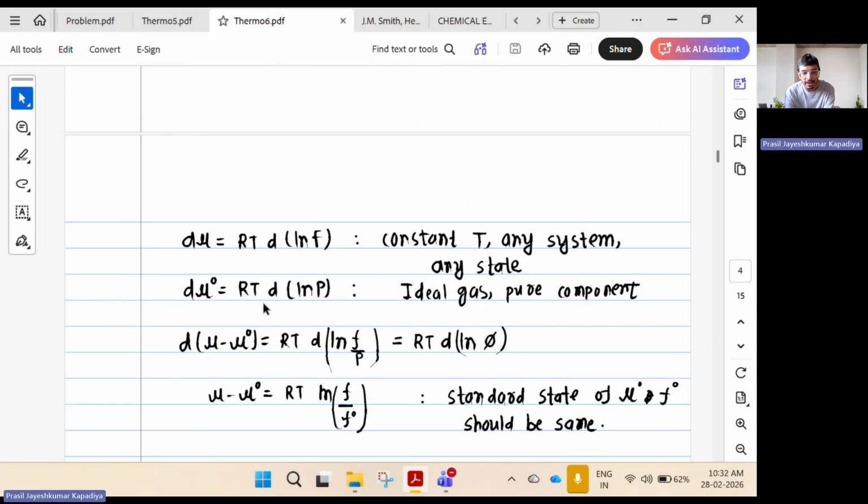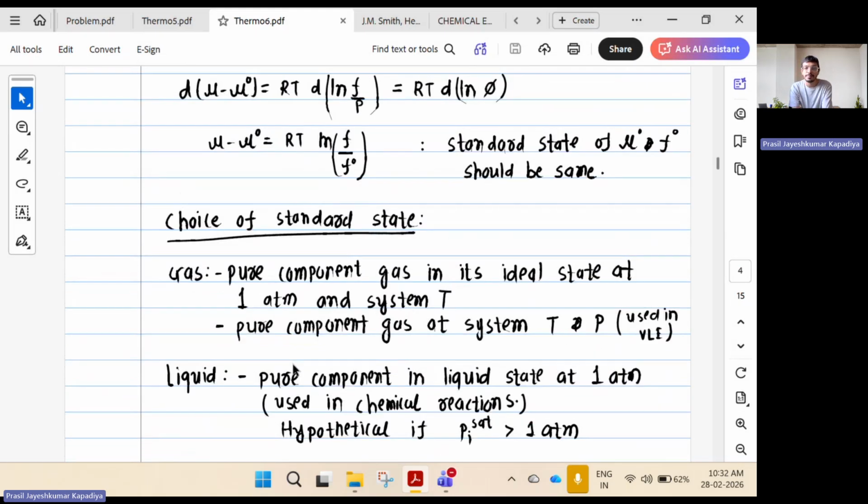So we had a look at dμ = RT d ln f, at constant temperature for any system and for any states. dμ⁰ = RT d ln P for an ideal gas pure component system. And I can write it down as RT d ln f by P, or ln μ by μ⁰ can be written as RT ln f by P, or μ by μ⁰ can be written as RT ln f by f⁰. So the standard state of μ⁰ and f⁰ should be the same. This is important. When we are dealing with this equation, it should be the same.